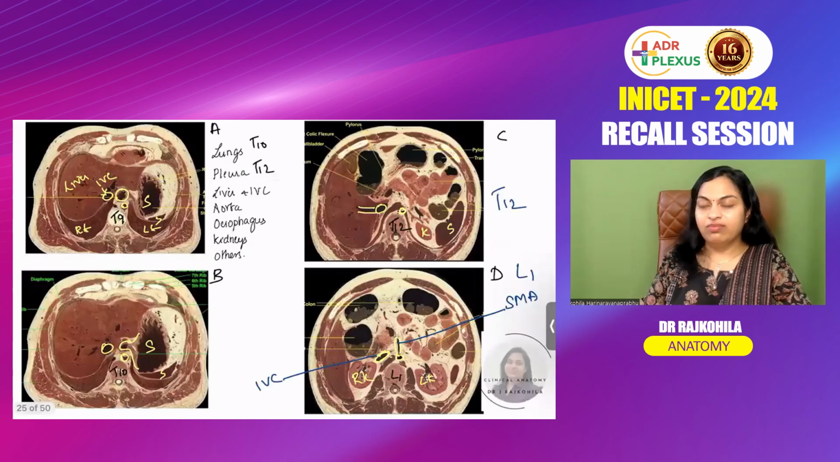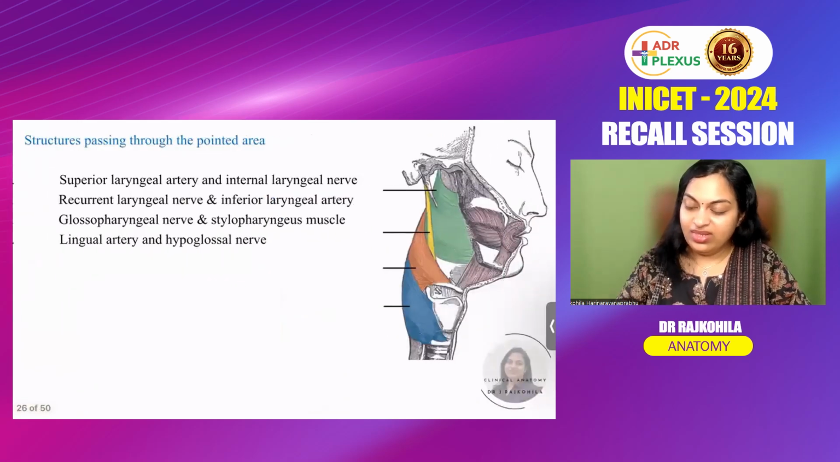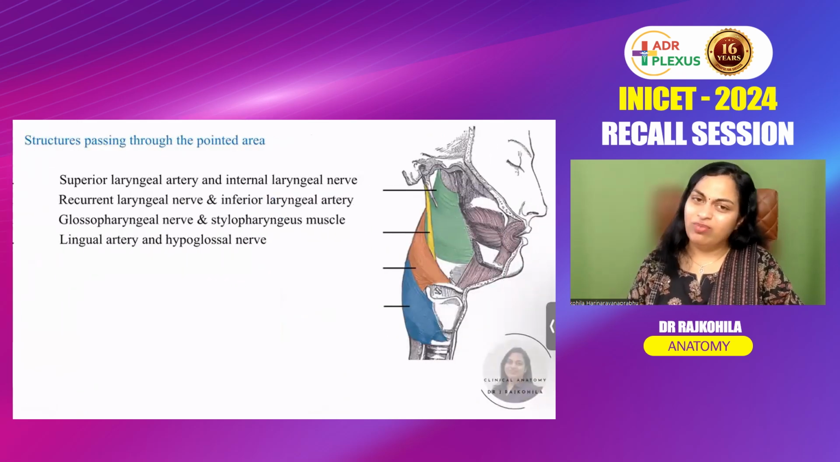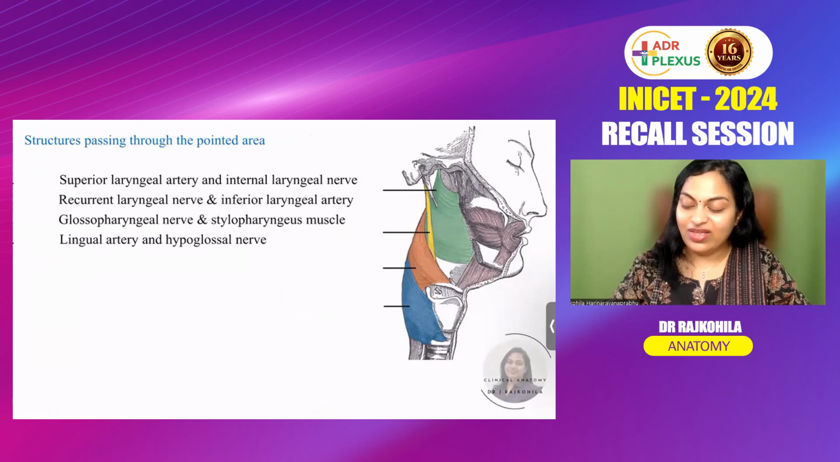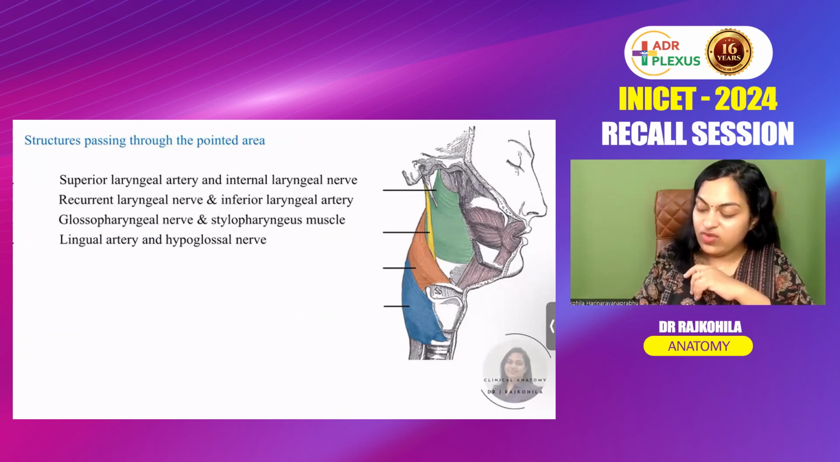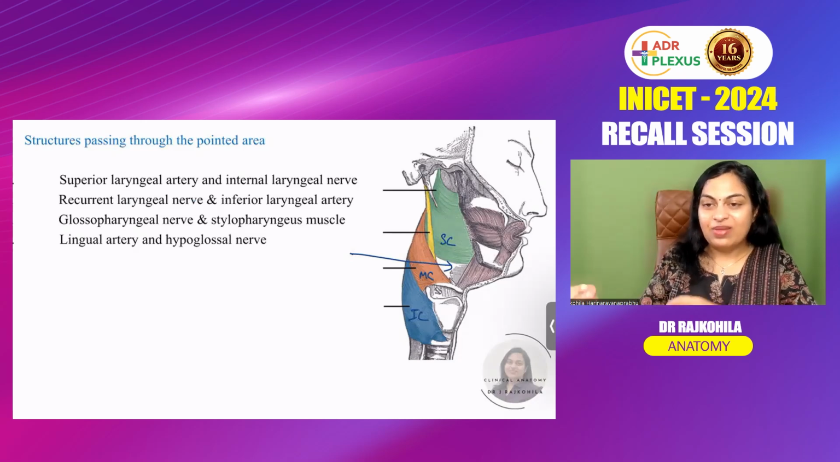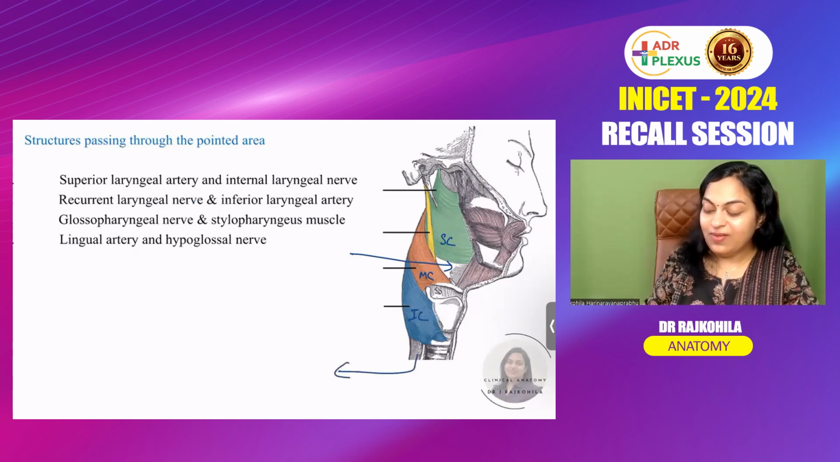The other parts of the intestine begin to appear. Is that fine? Okay. Then this structure passing to the pointed area. This was like an easy question. You should have got it right. So this was the pointed area between the superior constrictor, middle constrictor, and the inferior constrictor, right? So what passes below the inferior constrictor?